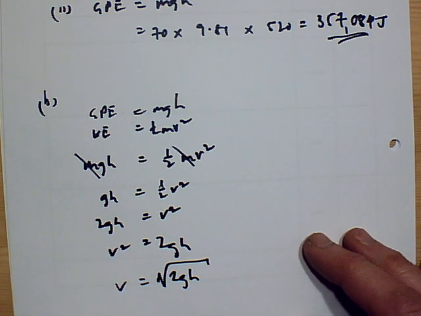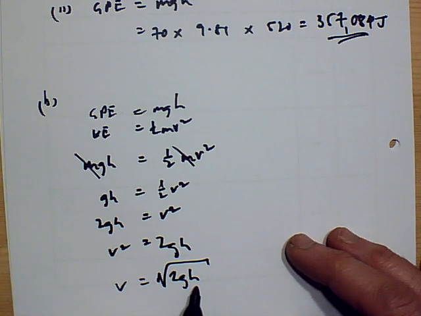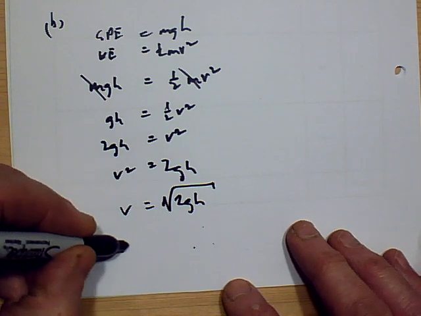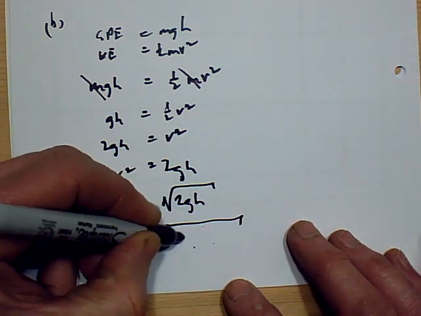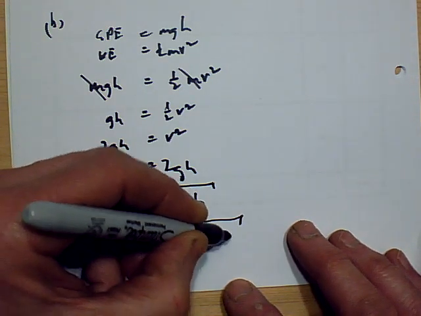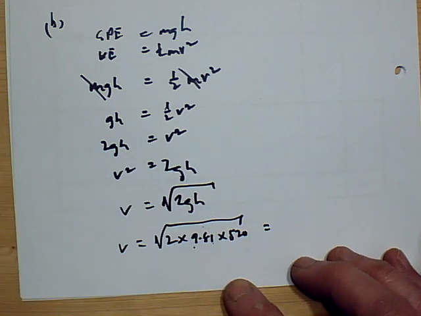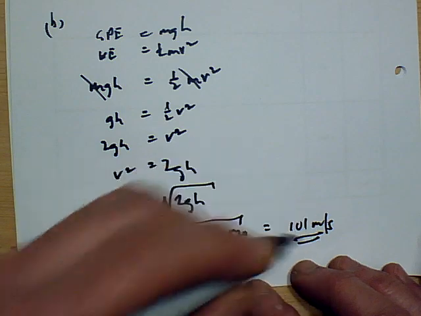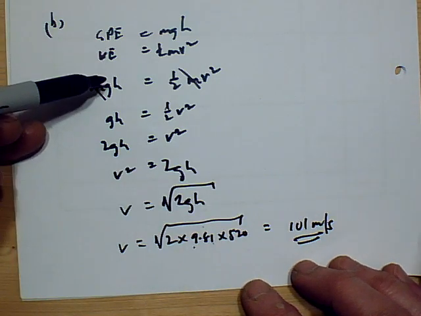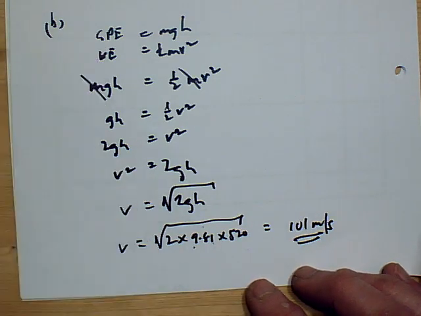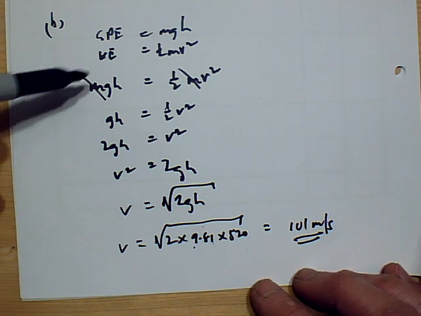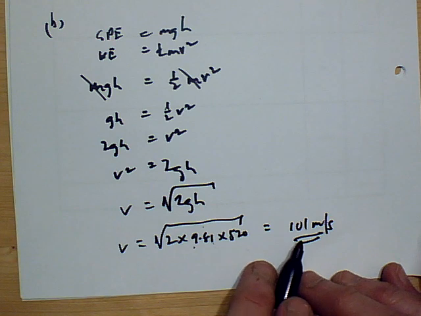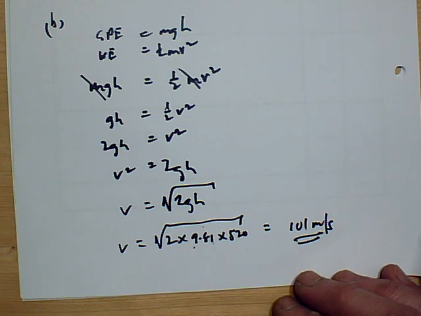If we use that formula and we say something is falling through 520 meters, we can say that in fact v equals the square root of 2 times 9.81 times 520, which comes out as in fact 101 meters per second. So if all of the gravitational is turned into kinetic and there's no work done against friction, which of course is highly unlikely, then the theoretical maximum speed that something can travel at is just over 100 meters per second, 101 meters per second.